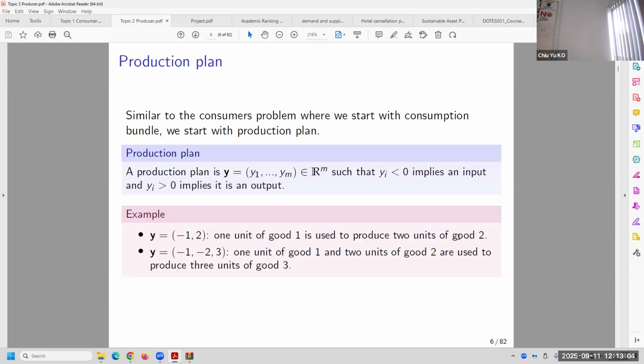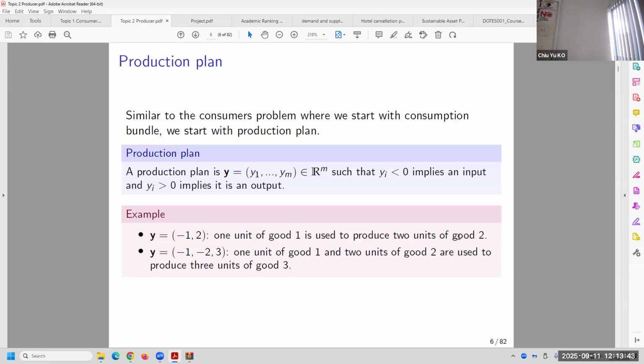And this plan tells us what is feasible in technology, right? You can imagine maybe in this case, good 2 is iPhone and good 1 is labor. You need 1 labor to produce 2 iPhones, right? And in this case, maybe good 3 is iPhone, and you need 1 machine and 2 labor to produce 3 iPhones, something like that. So very generic. That means I can describe things in this way, very convenient.